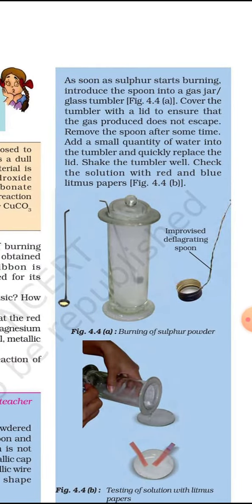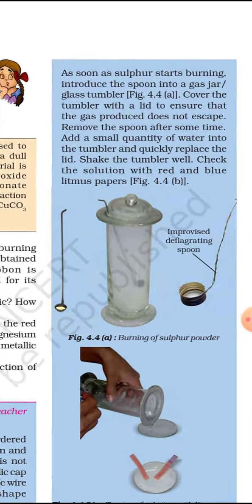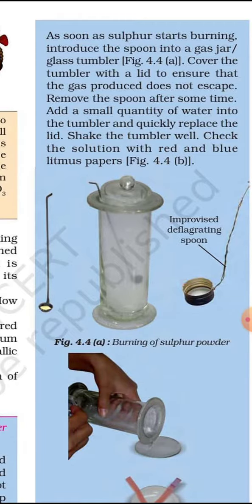As soon as the sulfur starts burning, introduce the spoon into a gas jar, or otherwise a glass tumbler, then cover it using a lid. After that, add some water into the tumbler and quickly replace the lid. After adding the water, shake the tumbler.